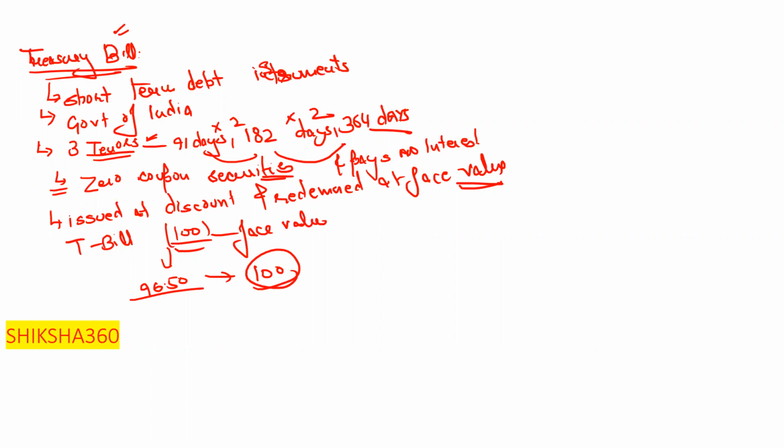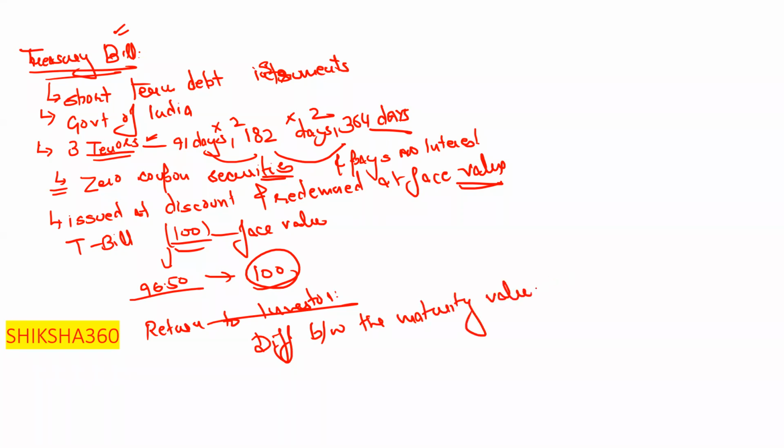So what is the return to the investor? The return to the investor is the difference between the maturity value, or face value, and the issue price. Clear. So this is the return to investors.